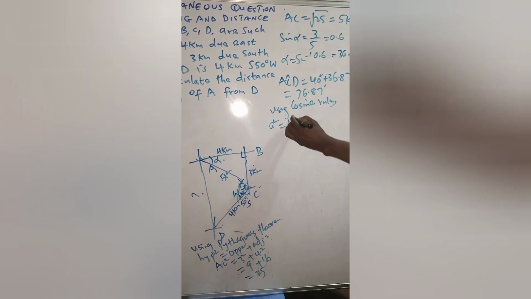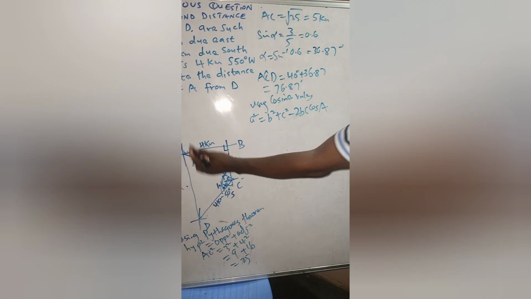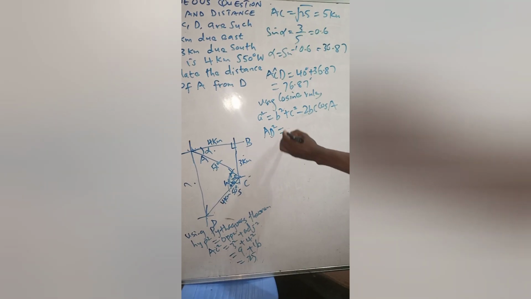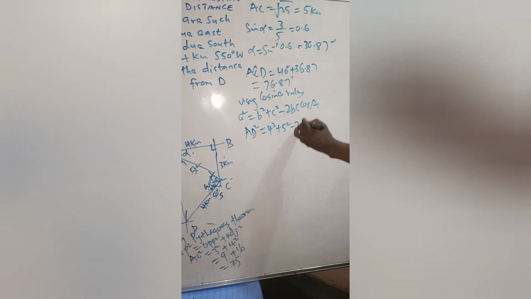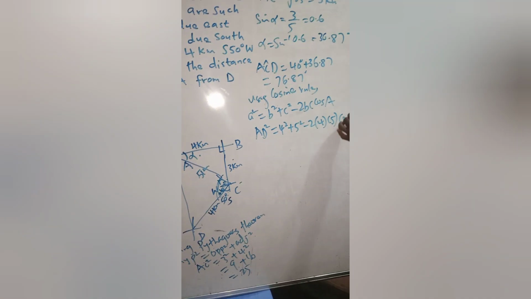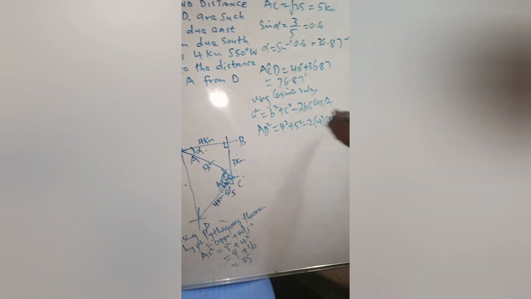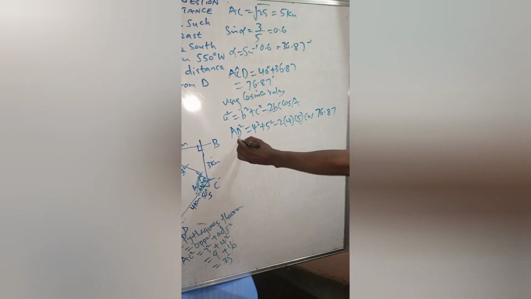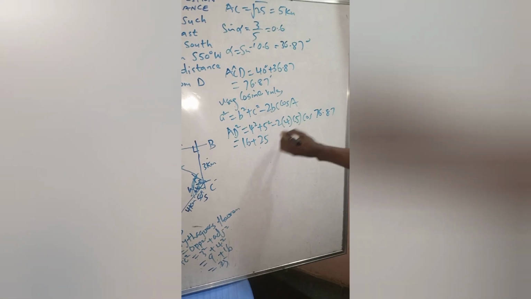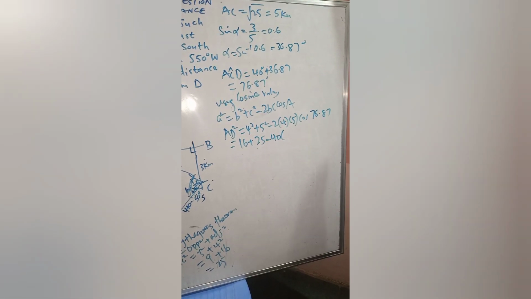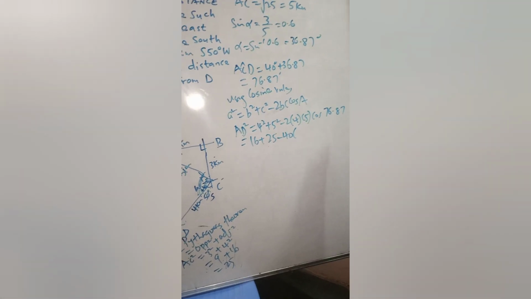So using cosine rule, A square is B square plus C square minus 2BC cos A. So AD square is equal to, we have 5 and 4. So 4 square plus 5 square minus 2 times 4 times 5 cos. This cos A now, but we're making use of C, which is 76.87. 4 square is 16 plus 5 square 25. 2 times 4, 8 times 5, that's 40. So we have cos 76.87.